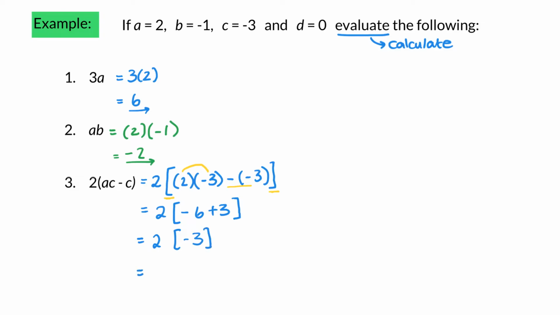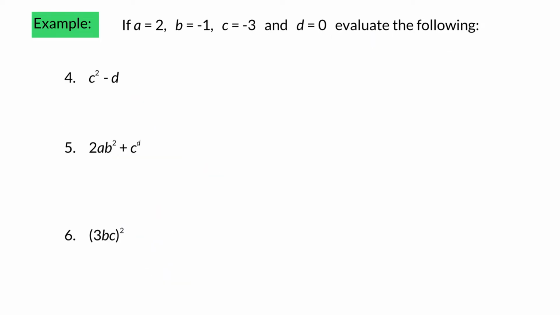And at the end, 2 times -3 gives me an answer of -6. So I'm sure you can see it helps to know how to work with integers here, because if you get mixed up with the integers, even though your substitution was correct, you might land up with the wrong answer. I have some more questions.